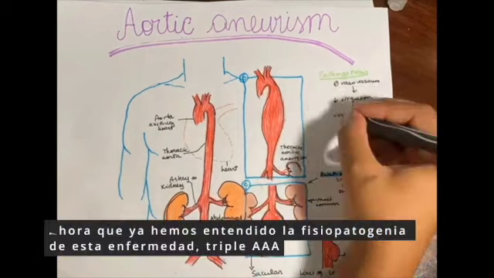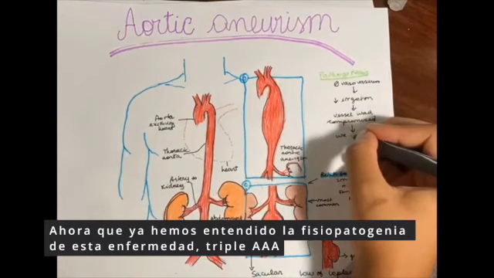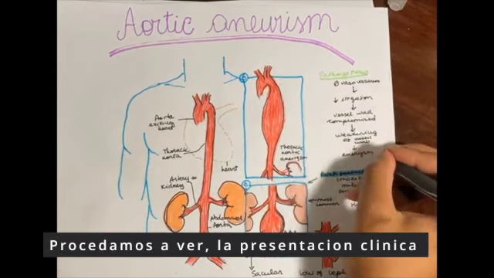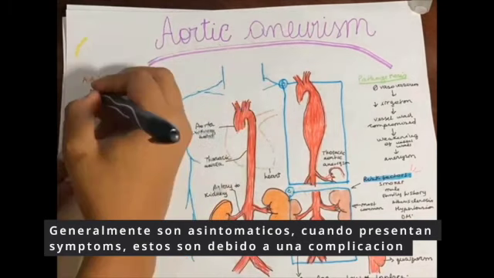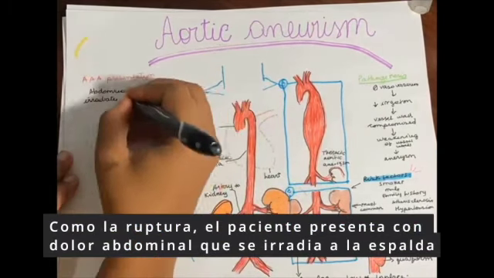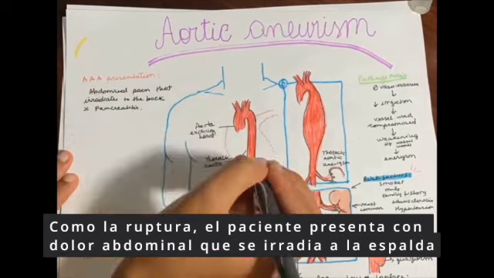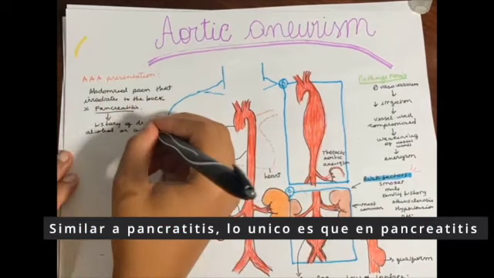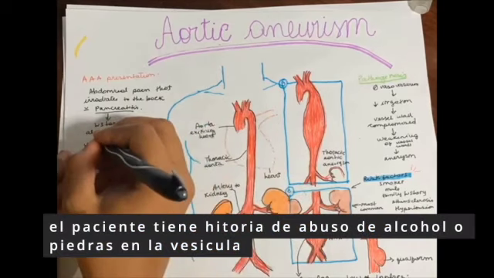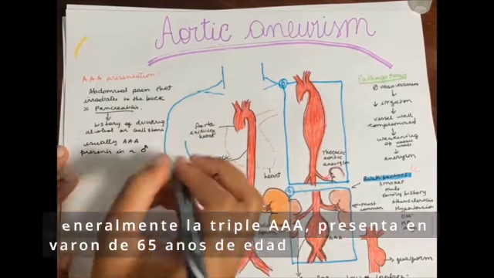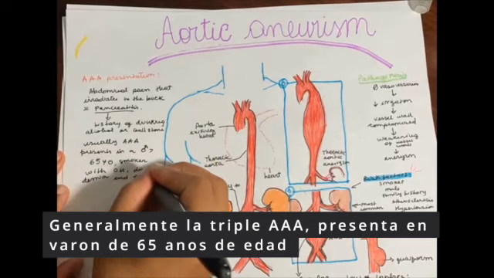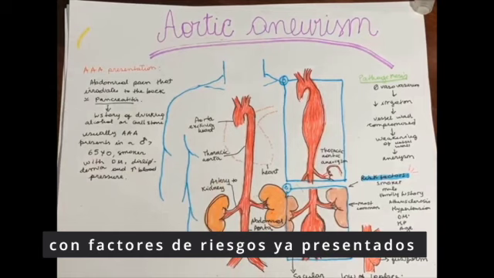Now that we have understood the pathogenesis of this disease, AAA, let's go ahead and see the clinical presentation. Usually they are asymptomatic. When they do present symptoms, they are due to a complication like a rupture, and the patient presents with the abdominal pain that irradiates to the back, similar to the pancreatitis. The only thing is in pancreatitis, the patient has a history of alcohol abuse or the gallstone. And usually the AAA presents in a male above 65 years old with the risk factors already discussed.